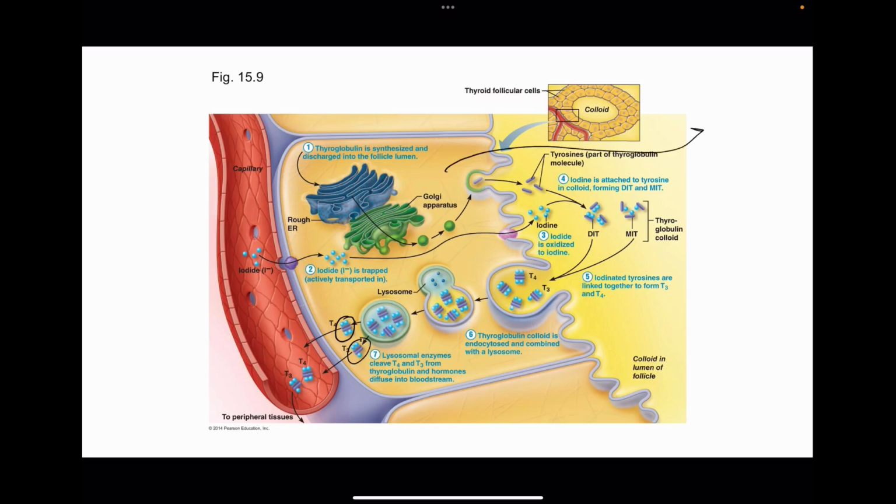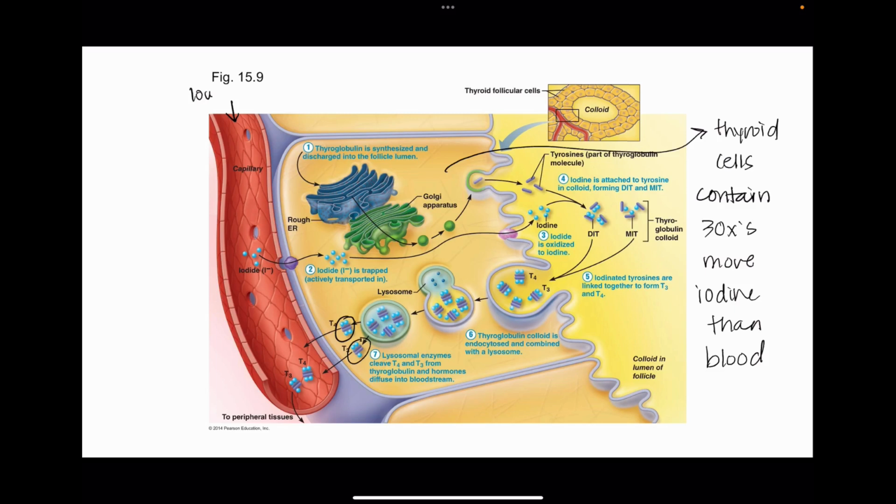I'll draw an arrow here. Thyroid cells contain 30 times more iodine than the blood. So we have a relatively low concentration of iodine in the blood, while we have a relatively high concentration of iodine inside the cell.